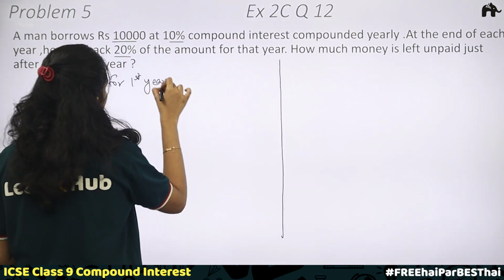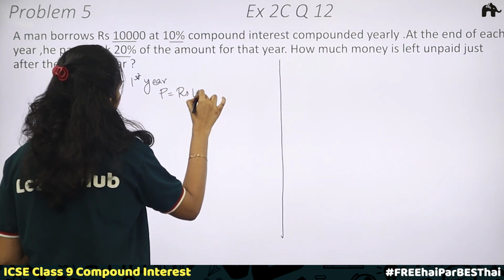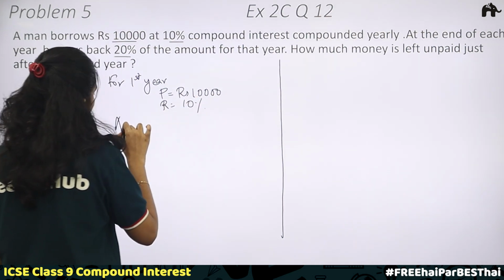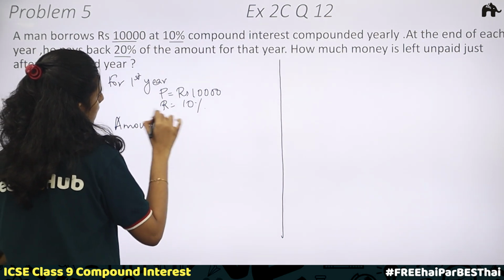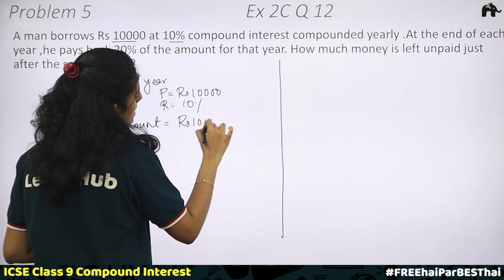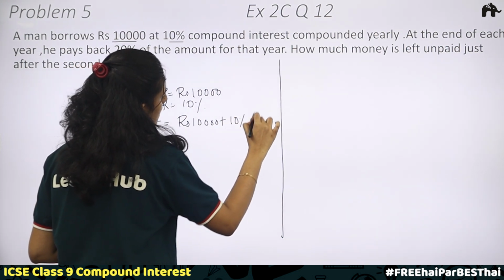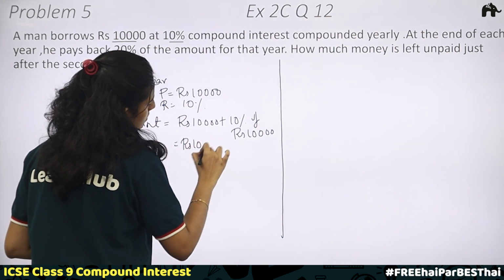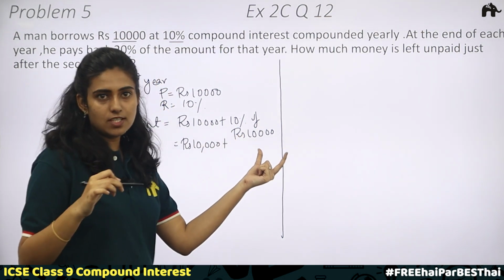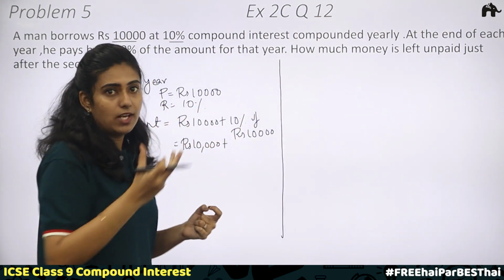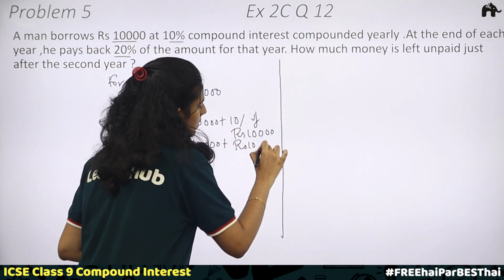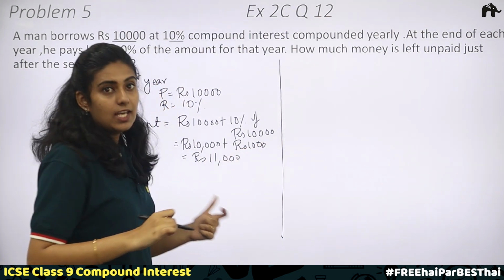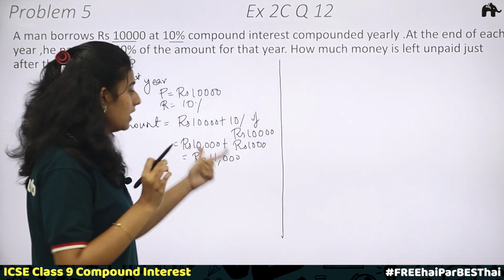For first year, principal will be rupees 10,000. And the rate of interest is 10%. Amount at the end of first year will be equal to principal rupees 10,000 plus 10% of rupees 10,000. What is 10% of rupees 10,000? Yes, 10% of 10,000 is rupees 1,000. On adding, what do we get? Rupees 11,000. Okay, this 11,000 is the amount at the end of first year.